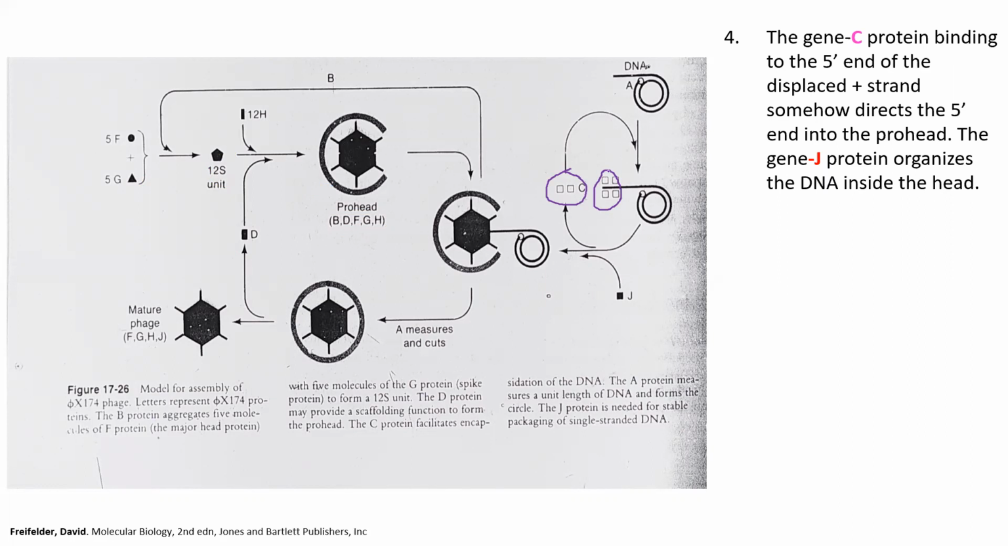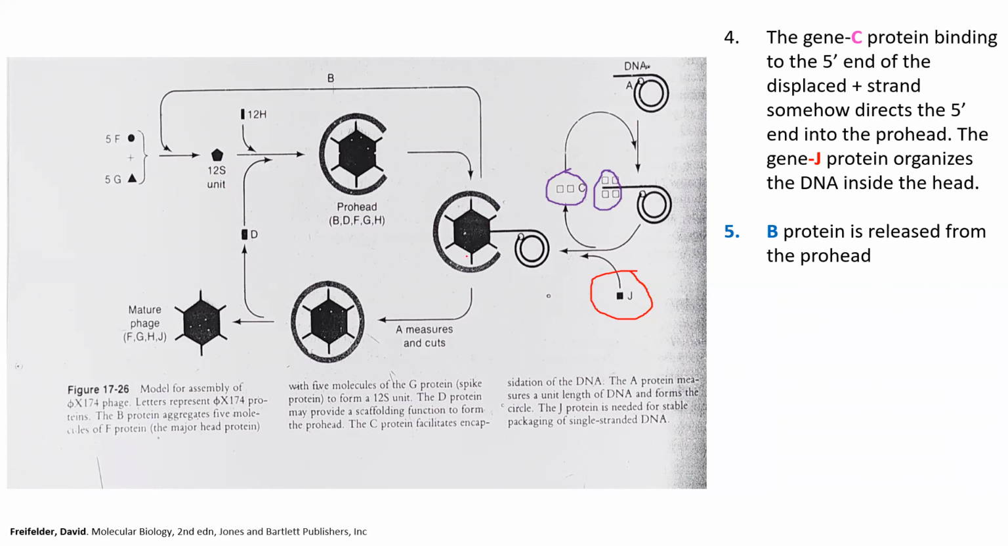So C protein binds to this 5' end of the displaced plus strand, and it just directs the 5' end into the prohead. C is not the final protein. C just shows the DNA the way to enter into the prohead. And then finally, there is a J protein also, and this J protein, you can see, organizes the DNA inside the head, circular single-stranded DNA.